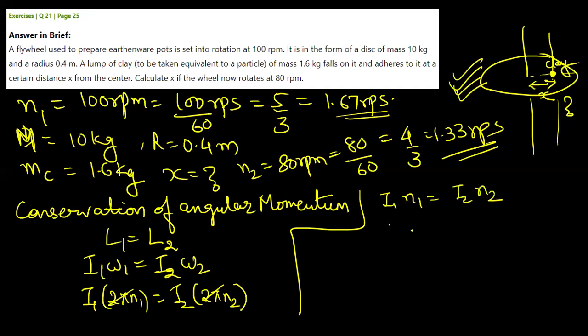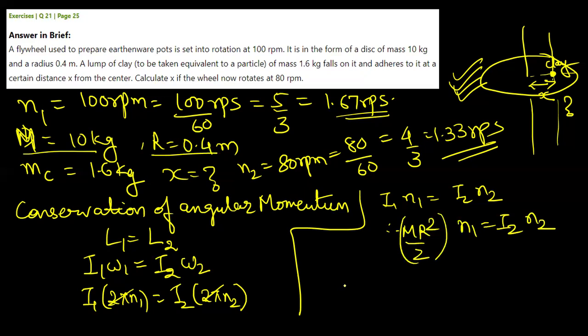From here I can find the value of I1. The data of the first one is given: the mass and the radius of the flywheel. For the flywheel you have been given the mass and radius, so we can find the moment of inertia I1. I1 is mr² by 2, since a flywheel is a disc, and the moment of inertia of a disc is mr² by 2. So mr² by 2 into n1 equals I2 into n2. On solving this you will get the value of I2.